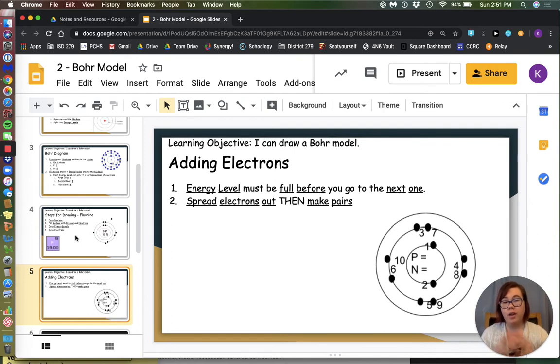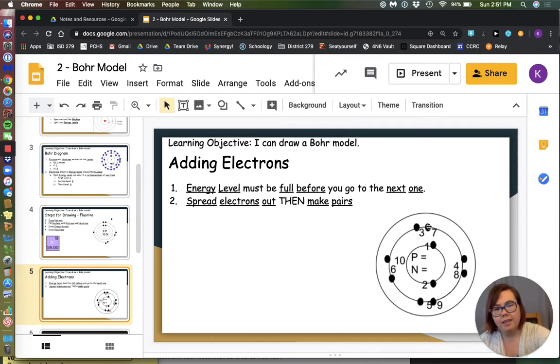Like I showed, each energy level has to be full before you go on to the next one. That's why I put 2 in that first shell before I went to a further out one. And second, we want to spread the electrons out first and then make pairs. One thing we'll talk about is electrons are aiming to have that buddy, that someone to hang out with. They start off by spreading out, but then they want to have that partner, that pair.